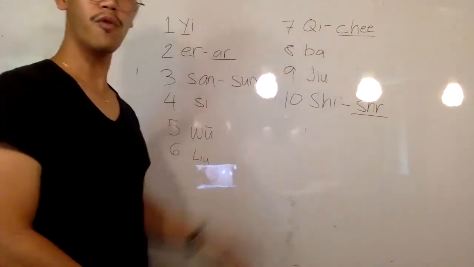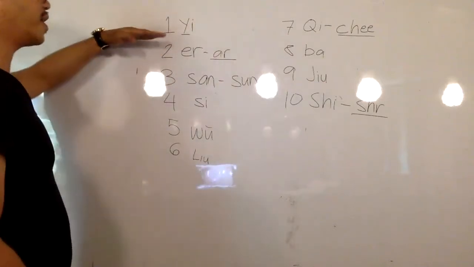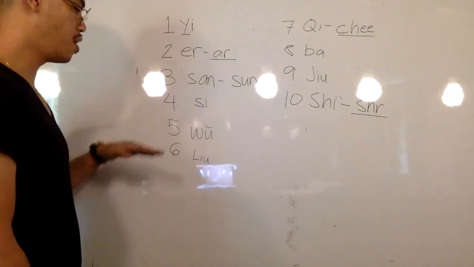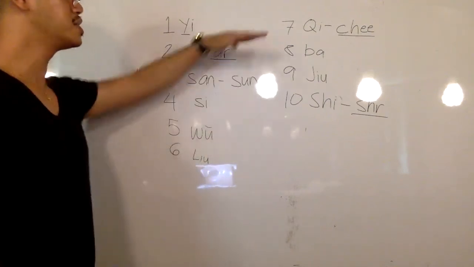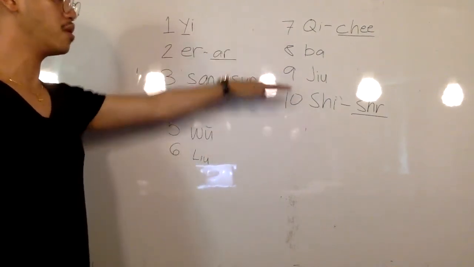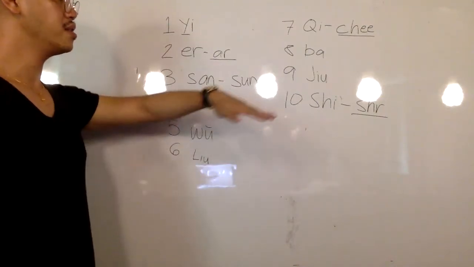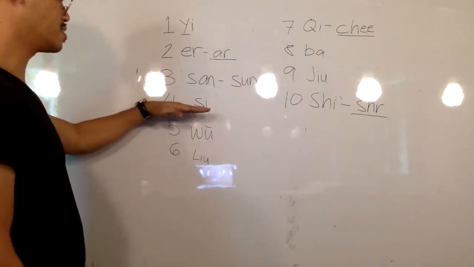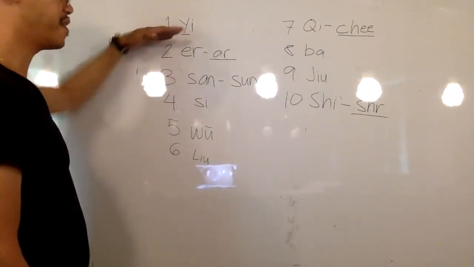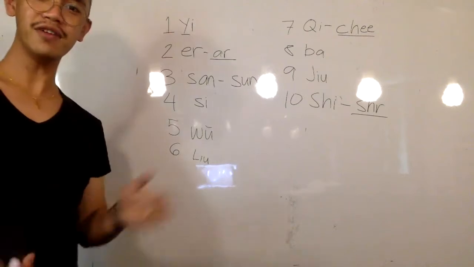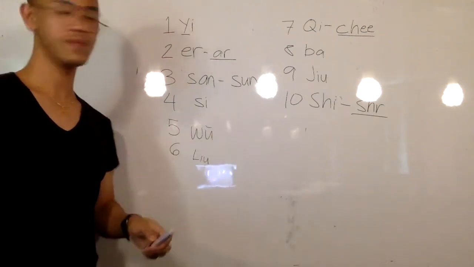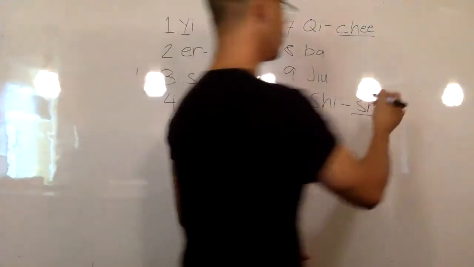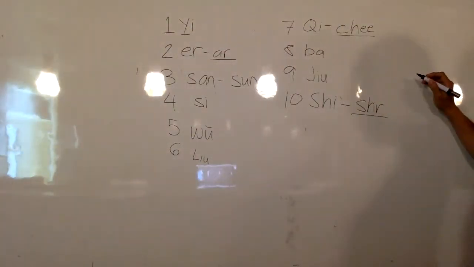So let's count from 1 to 10. Yi, er, san, si, wu, liu, qi, ba, jiu, shi. Very good. Okay, so now you know 1 to 10. So how do we count 11? Or how do we say 11 in Mandarin?